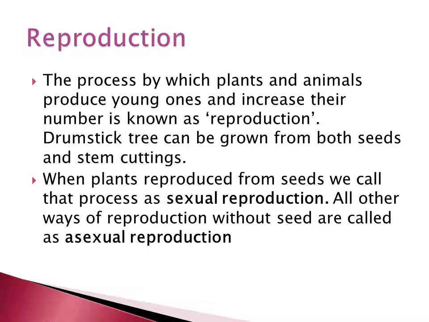Reproduction. The process by which plants and animals produce young ones and increase their number is known as reproduction. Drumstick tree can be grown from both seeds and stem cutting. When plants reproduce from seeds, we call that process sexual reproduction. All other ways of reproduction without seed are called asexual reproduction.